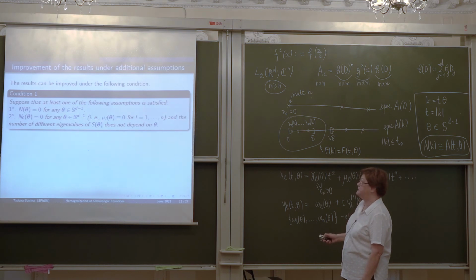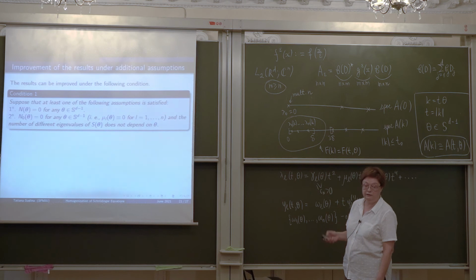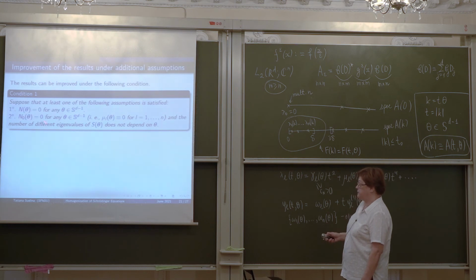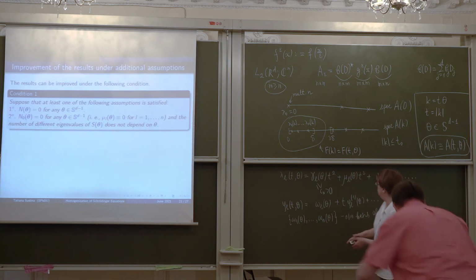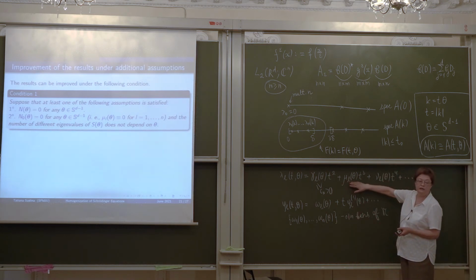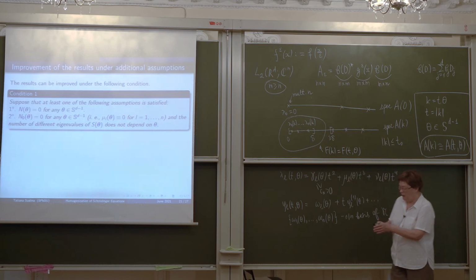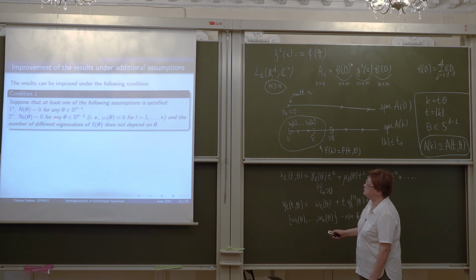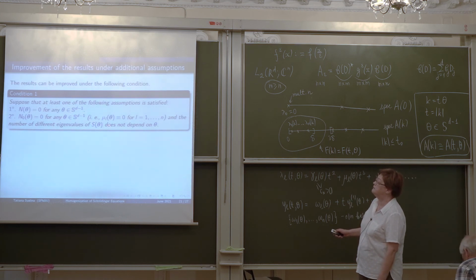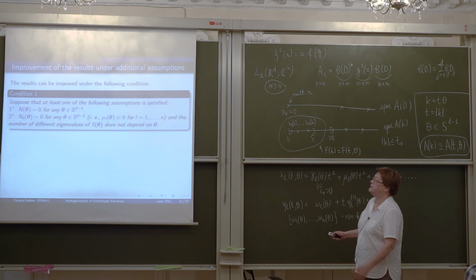The first variant is that the operator n of theta defined above is equal to 0 for any theta. The second variant is that n naught is 0. N naught was the diagonal part of n. N naught is 0. This is equivalent to the fact that all these coefficients mu l's are equal to 0. So we do not have here t cubed. In the second variant, we also need the following assumption, that the number of different eigenvalues of the spectral germ, that is the multiplicity of the spectrum, does not depend on theta.